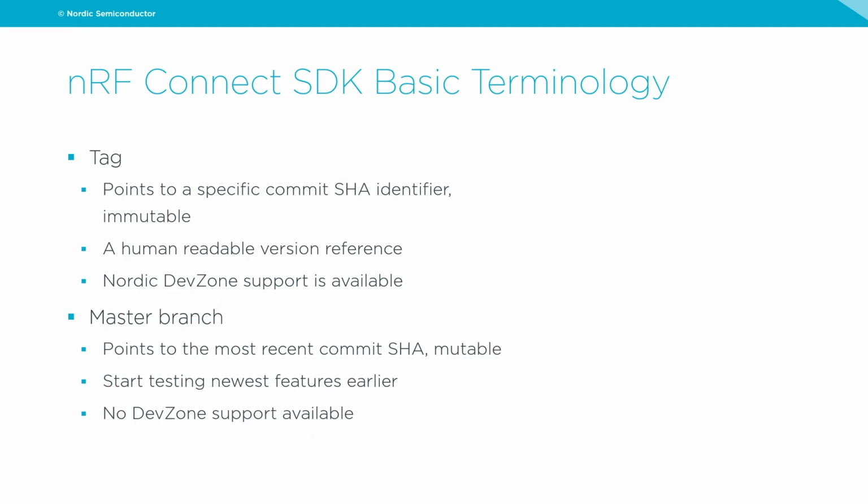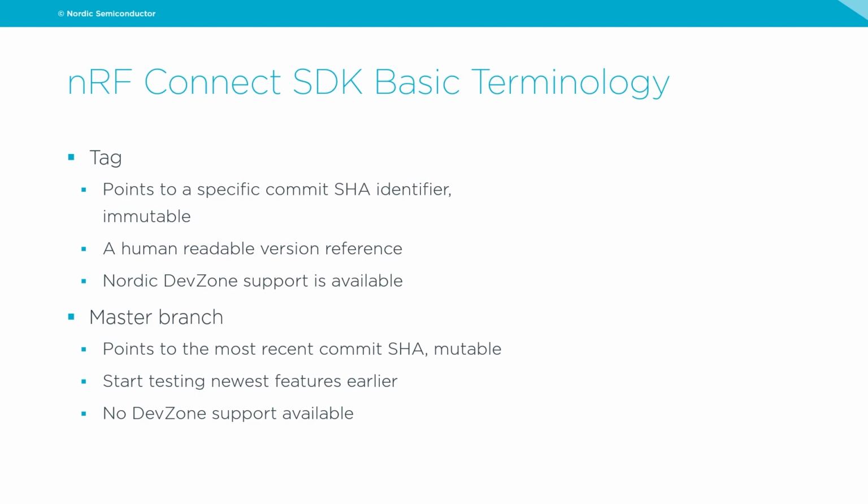So tag, that basically points to a specific commit SHA identifier. So that's immutable. That means it doesn't change. So for example, version 1.8, that's an example of a tagged release of NRF Connect SDK. It is human readable. So yeah, version 1.8 is a lot easier to read than the jumble of text that often is an SHA identifier. And for the tagged releases, we do have Nordic dev zone support available.